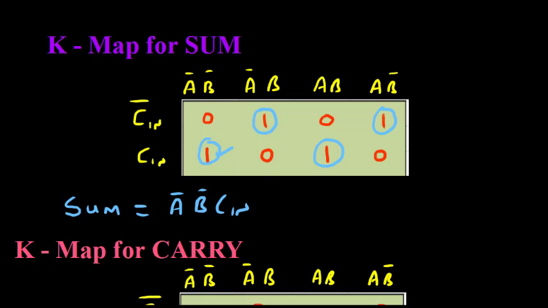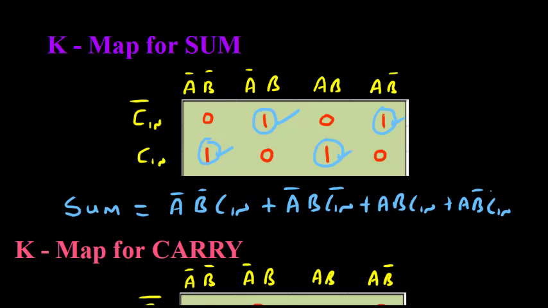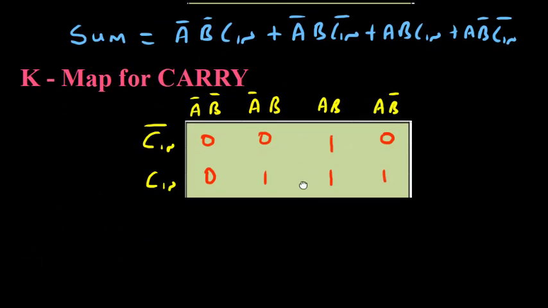Then the next term. I am writing an SOP equation because it is an SOP K-map. So the equation for this particular one is A bar, B, Cin bar. Then the next, this one, A, B, Cin. And the last single one, this one, A, B bar, Cin bar. So this is the equation.